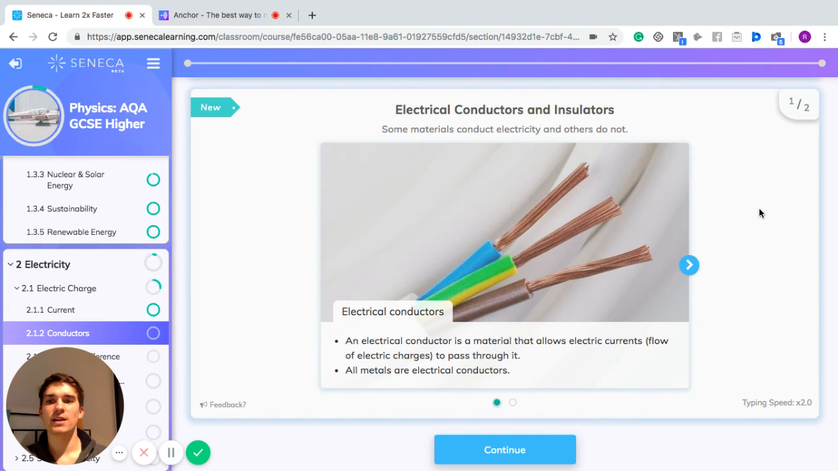Hi, it's Richard here, and today we're going to look at conductors. So some materials conduct electricity and others do not.